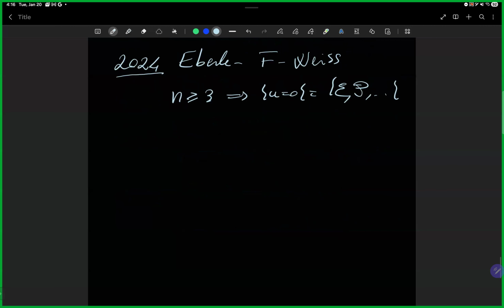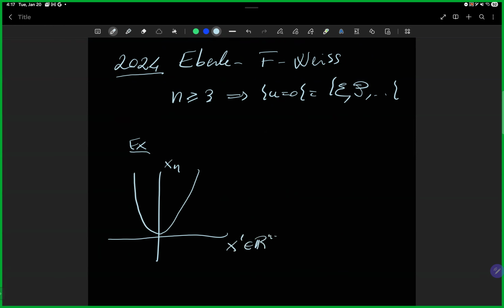Now you can just do the following exercise. You can take in R^n a parabola. So this is x_n, and this is x' in R^(n-1). You take the classical parabola, so you take |x'|^2 less than x_n. Okay, so this is my domain. Let's call it P.